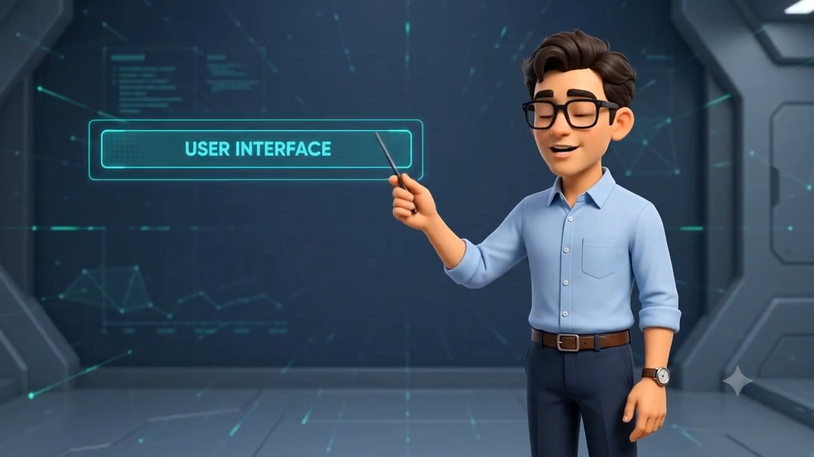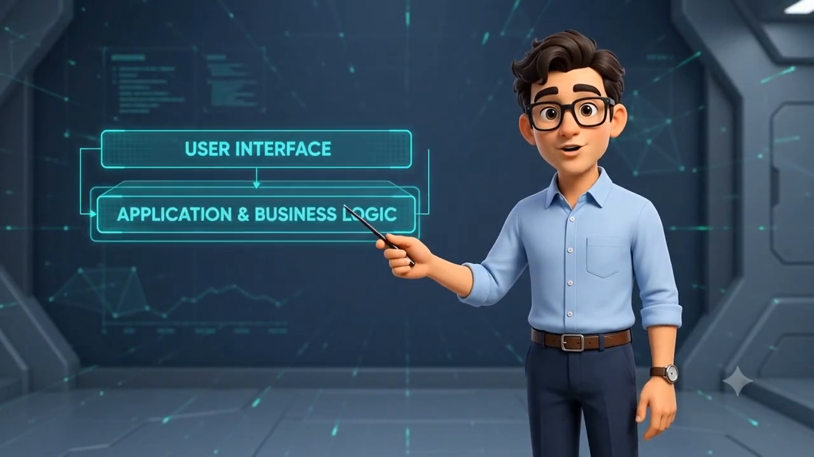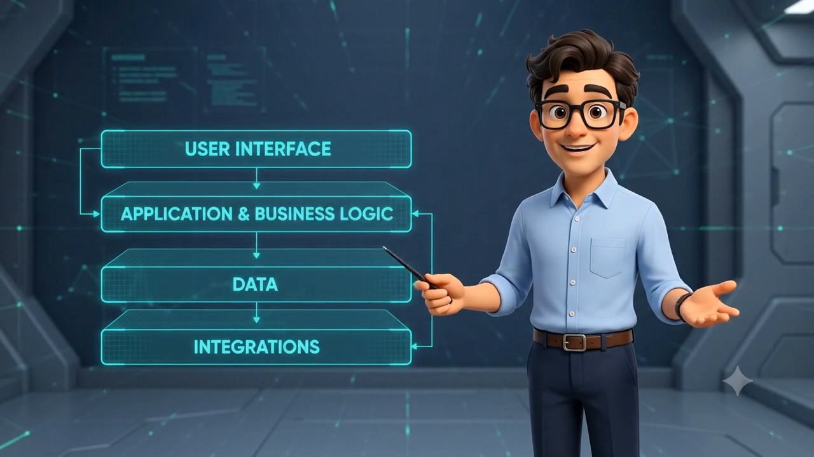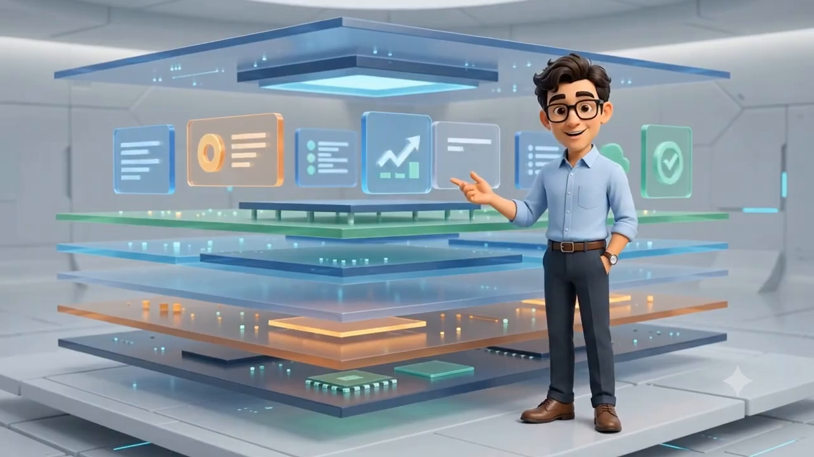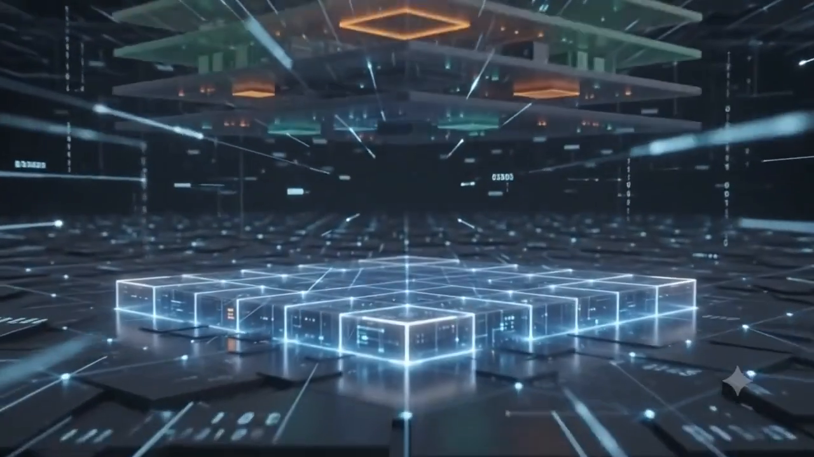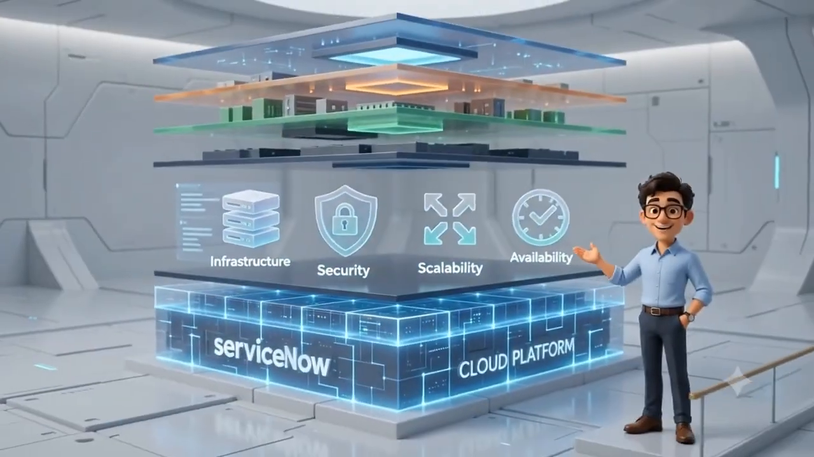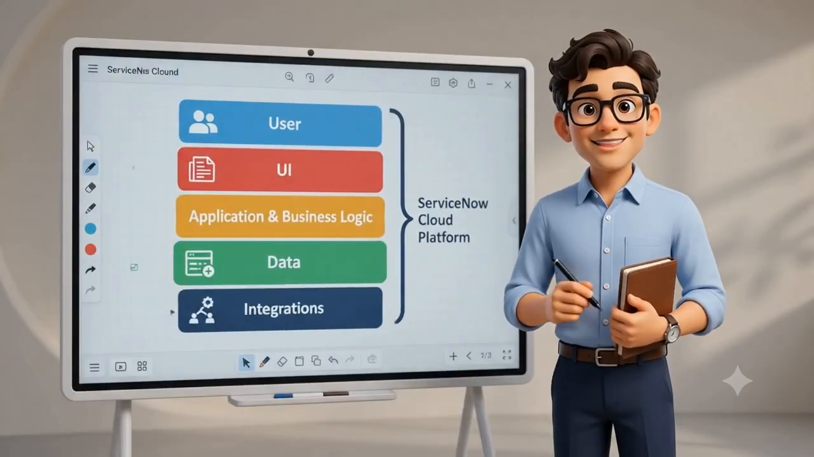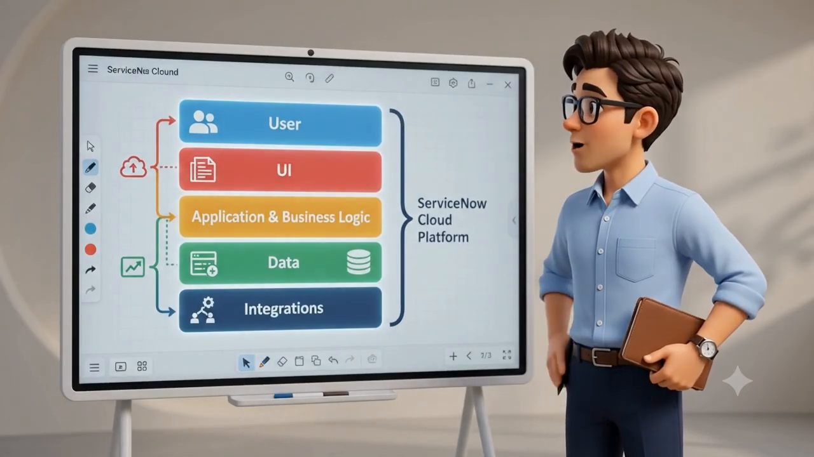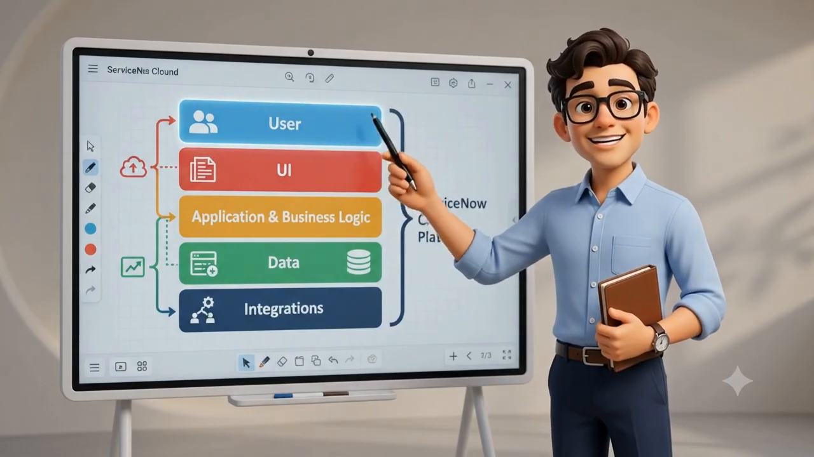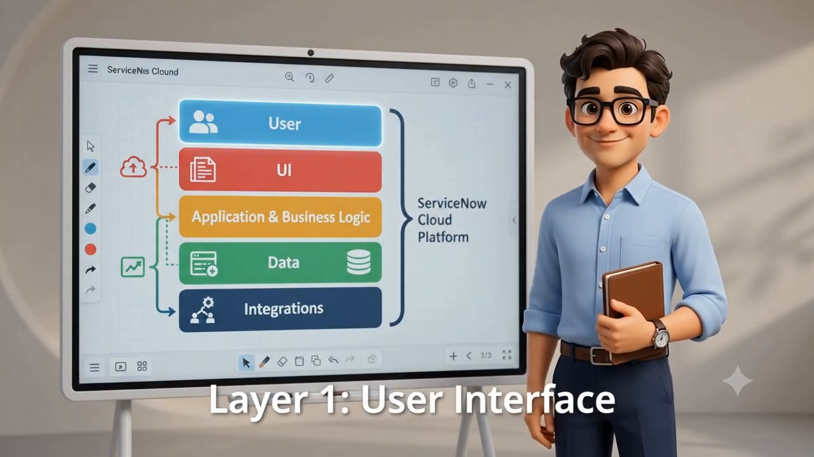At a high level, we can understand ServiceNow through four major areas: the user interface, application and business logic, data, and integrations. Together, these components form the ServiceNow platform architecture. Now, let's understand each layer one by one.